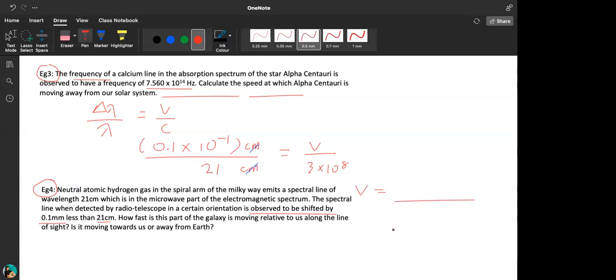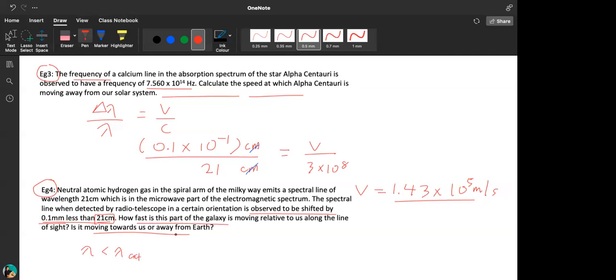Okay. This part of the galaxy is moving towards the Earth because it says shifted by 0.1 millimeter less than 21. So your wavelength is less than the actual wavelength. So it's blue shift, moving towards us.